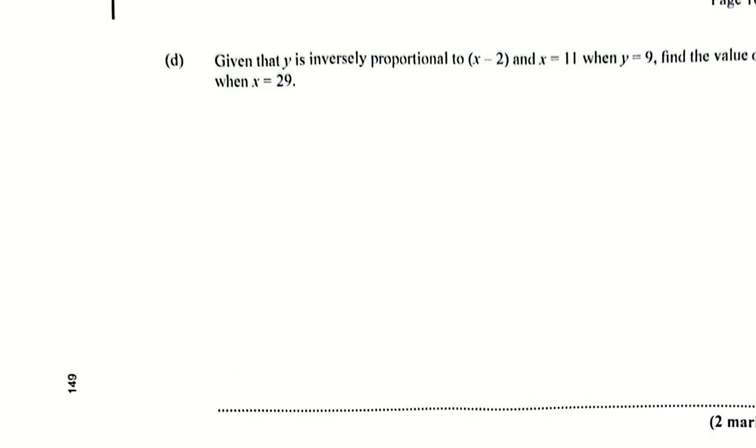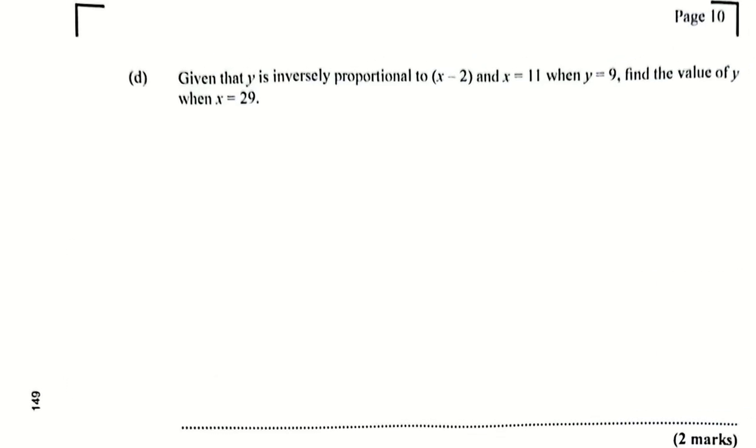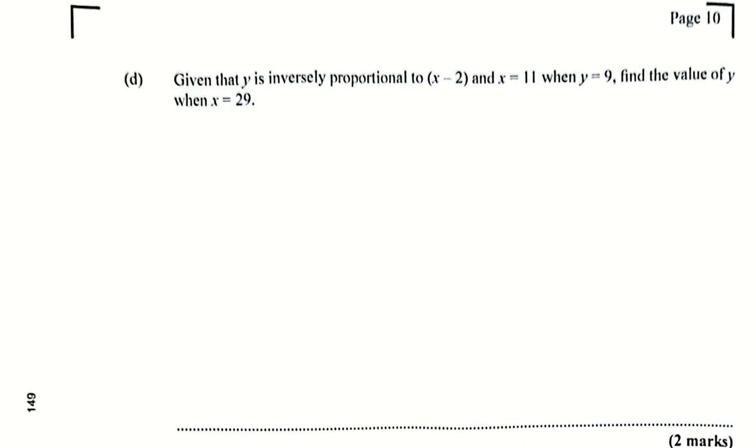Okay, let's look at this one here. They said given that y is inversely proportional to x minus 2. So y is not directly proportional to but inversely proportional to. So for y, you put your proportion sign, and because it's inversely proportional, it is going to be k times 1 over x minus 2. Right? This is how we do the inversely proportional. K is your constant.